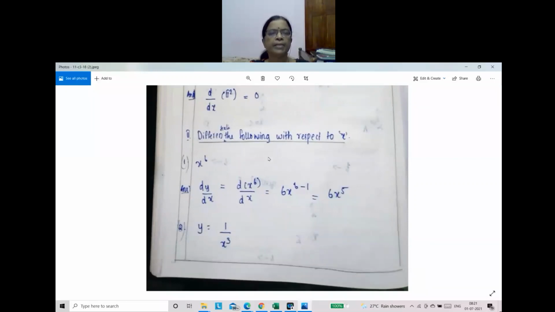See here, y is equal to x raised to 6, that is given. So dy by dx: differentiating the left side gives dy by dx, equal to d by dx of this function, x raised to 6. d by dx means differentiate with respect to x, not with respect to time dt. Here it is with respect to x, so you have to find d by dx of x raised to 6.